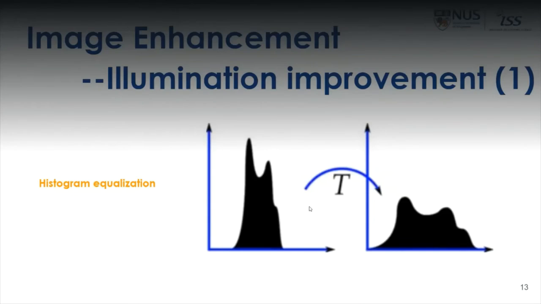The next one is the illumination improvement. We utilize two methods for the illumination improvement. First is the histogram equalization. The histogram is the distribution of the pixels.